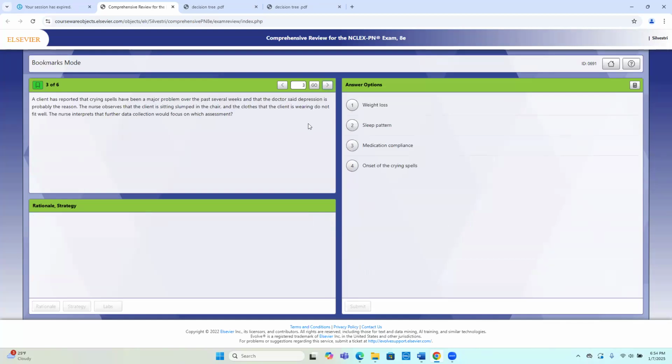Okay, let's get one that's a little bit different. A client has reported that crying spells have been a major problem over the past several weeks, and that the doctor said depression is probably the reason. The nurse observes that the client is sitting slumped in the chair, and the clothes that the client is wearing do not fit well. The nurse interprets that further data collection would focus on which assessment.